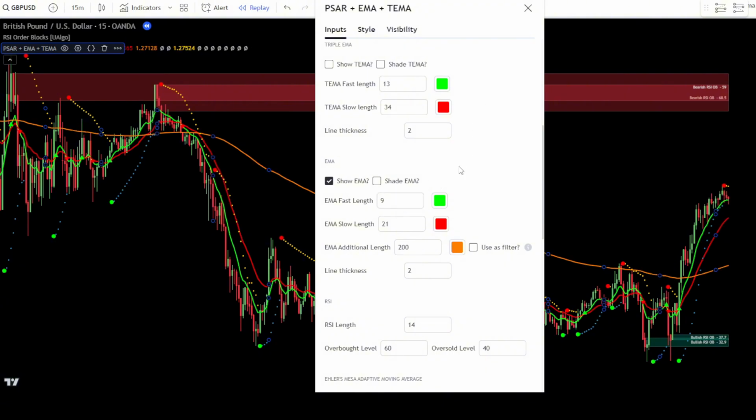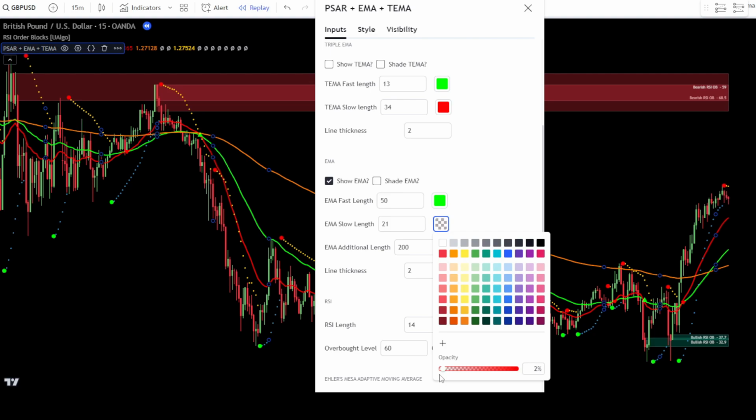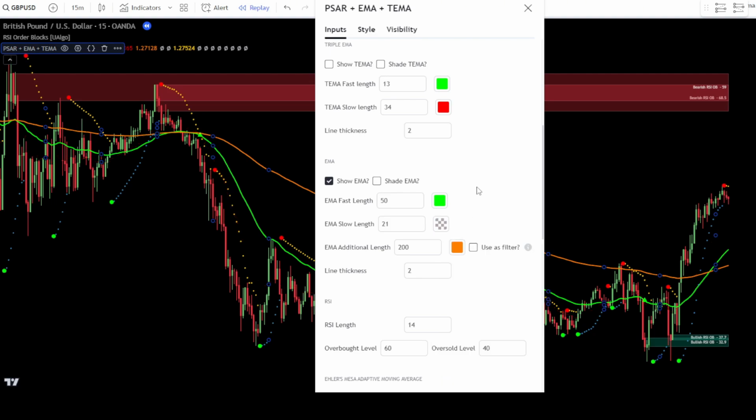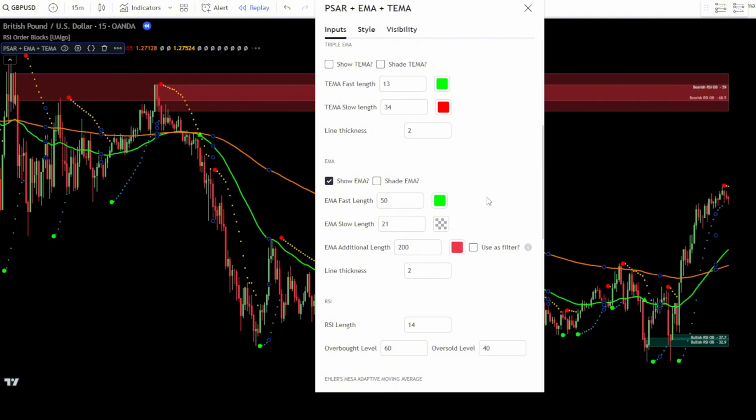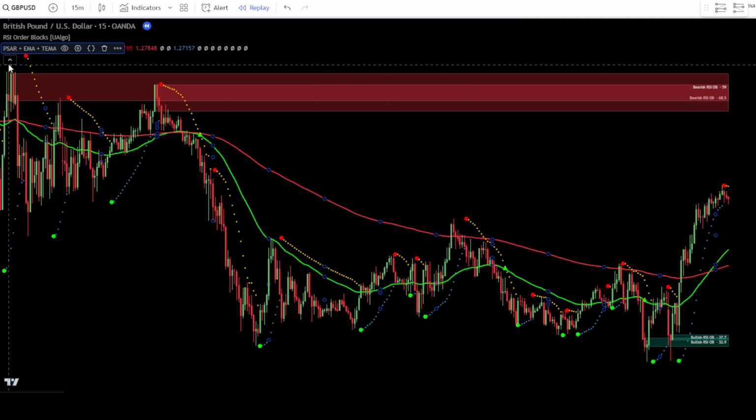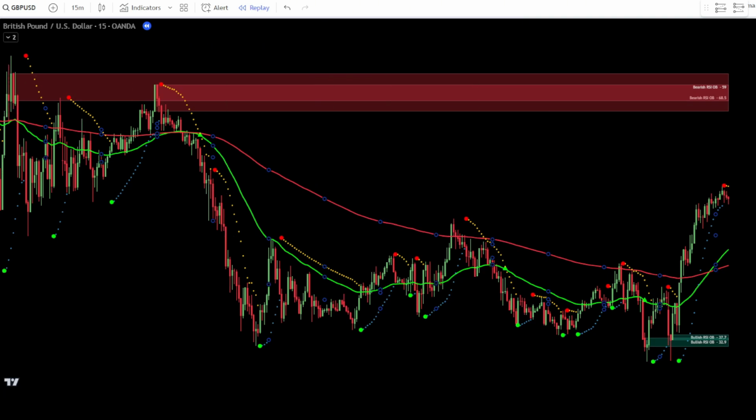Change the EMA fast length value to 50. Reduce the line thickness for EMA slow length until it is invisible. Finally, change the color of EMA additional to red. Once you've made these adjustments, click OK to confirm the changes. This indicator will act as a trend guide and assist in placing orders in the market.